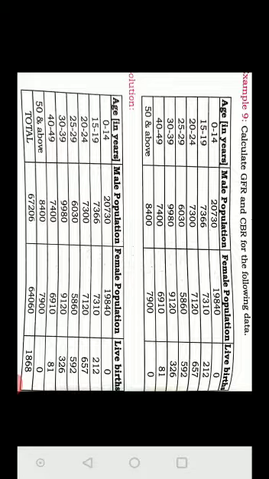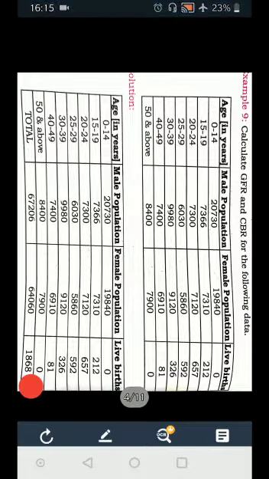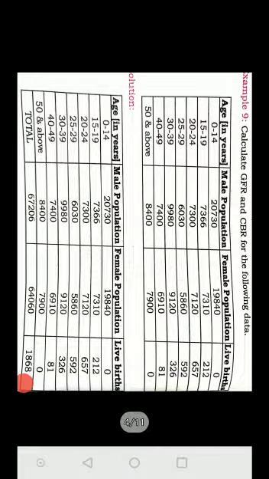We are going to sum up the male population as well as the female population. Let me just read some values of the female population. The first value begins with 19,840, 7,310. You're going to sum up all these values, okay? And the male population value is going to be 67,206. And the female population is going to be 64,060.